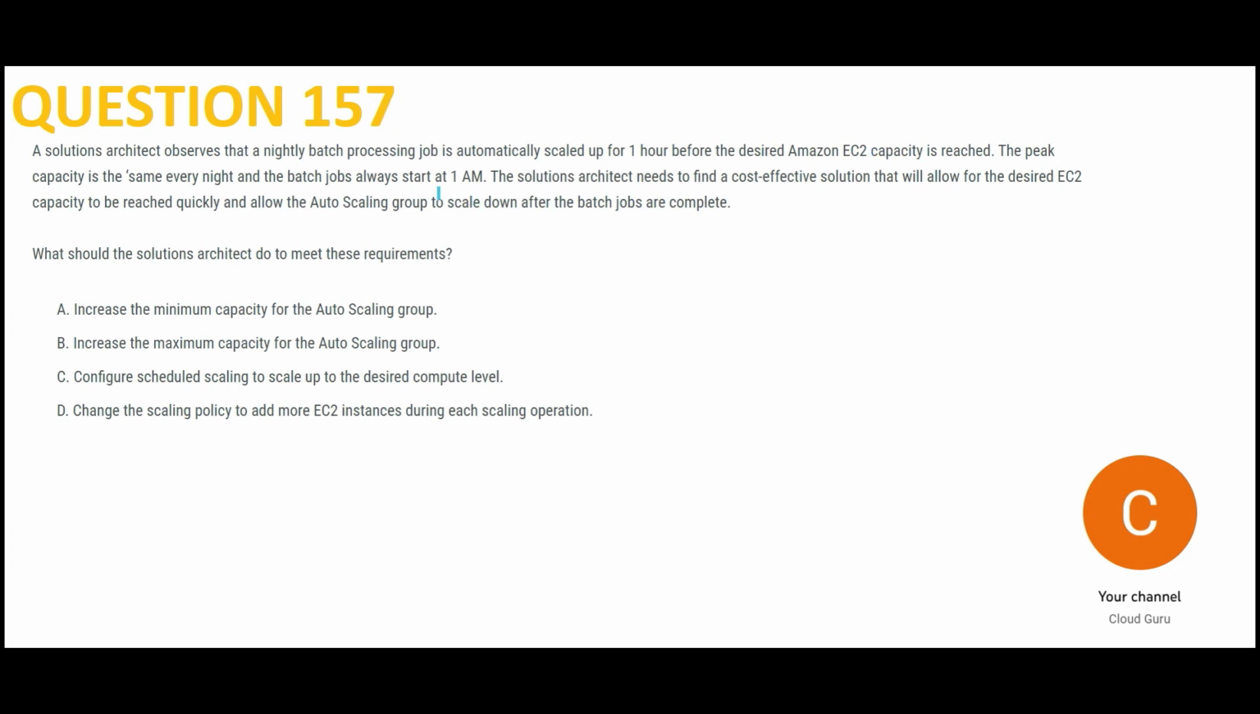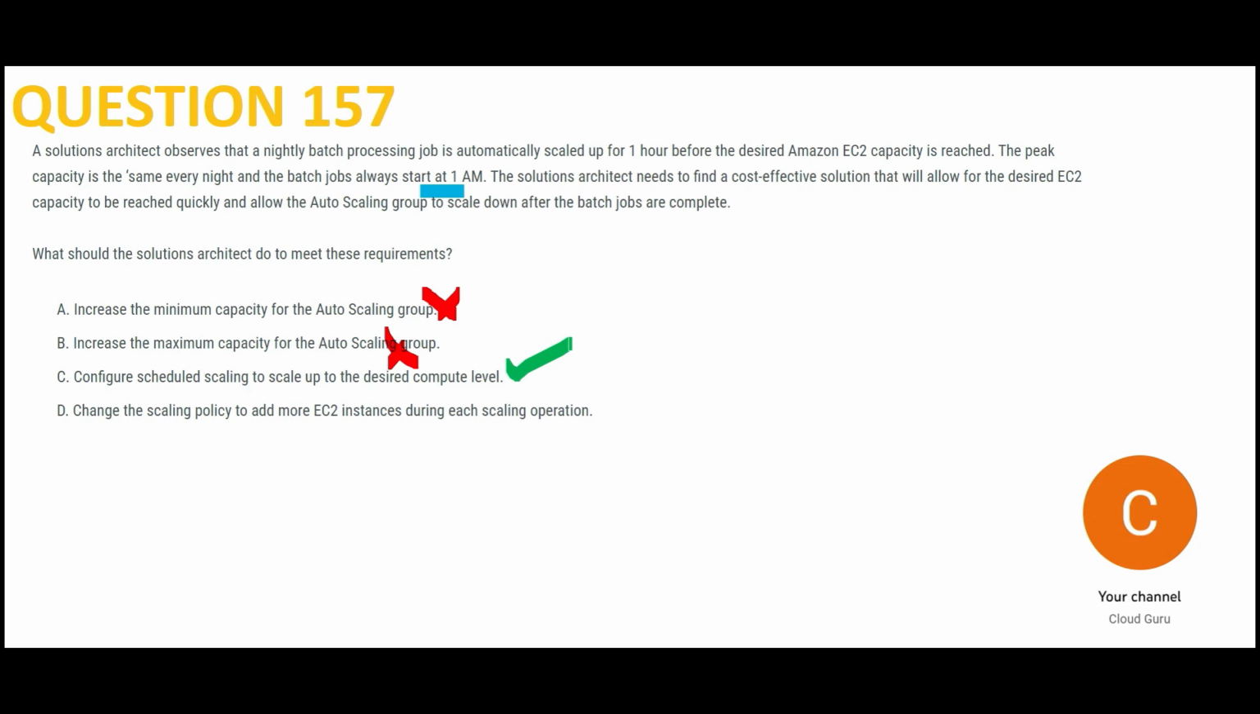See, this is the next question. Every day at 1 a.m., the load increases drastically. So what option should you choose here? Option A is saying to increase the minimum capacity of the auto scaling group. This will not help. We have to use a scheduling solution at night, 1 a.m. Schedule the scaling because we want a cost effective solution.